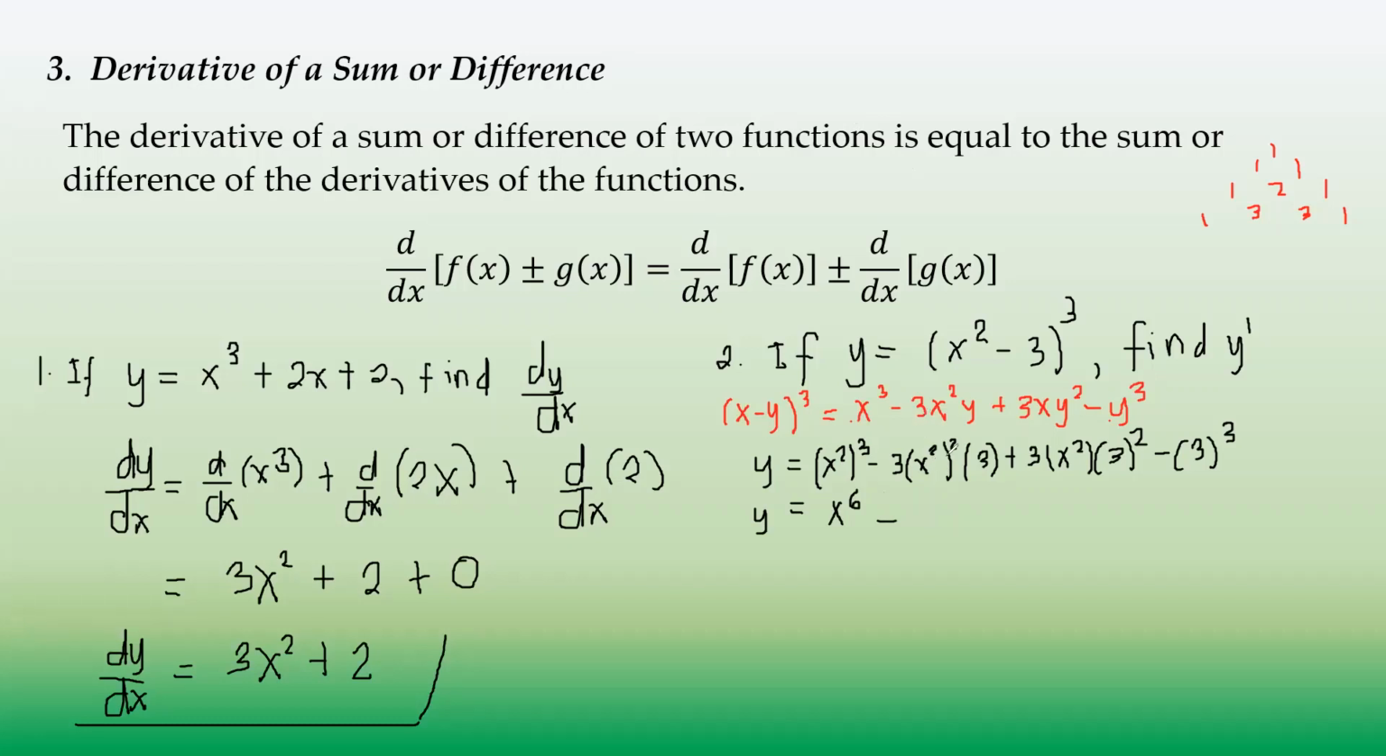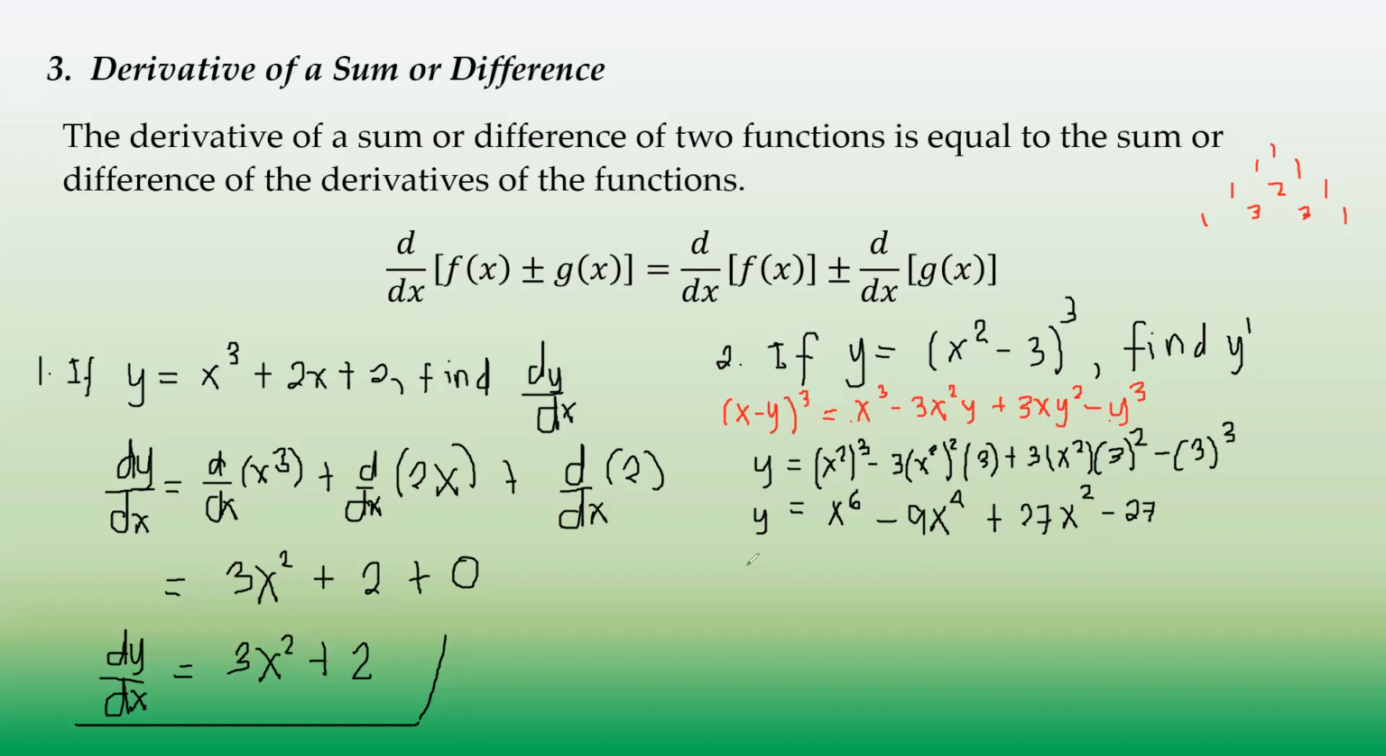Ito muna tayo. X raised to 4, 2 times 2. Then for numerical coefficient, we have 3 times 3. Kaya meron tayong 9. Plus 3 squared is 9, times 3, we have 27 of x squared. Minus 3 cube is 27, 3 times 3 times 3. Ito ngayon yung bagong y, ano? When expanded, y equals x raised to 6 minus 9x raised to 4 plus 27x squared minus 27.